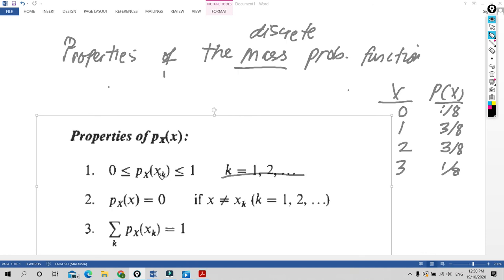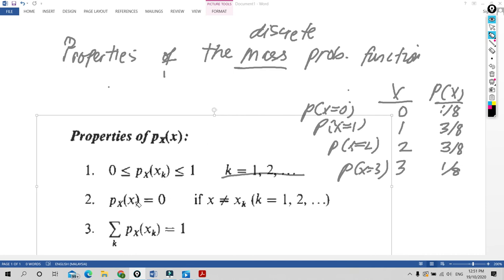Now this is the probability of X equal to 0. This is the probability of X equal to 1. Then this is the probability of X equal to 2, and this is the probability of X equal to 3. Now the value here is between 0 and 1. We have 1 over 8 and 3 over 8, all greater than 0. The maximum value is 3 over 8.